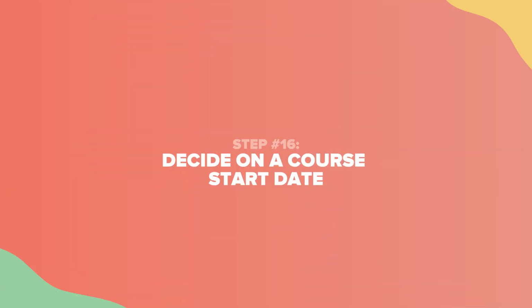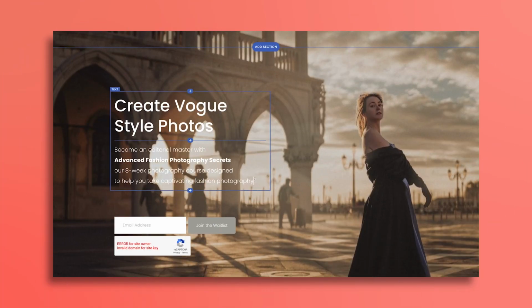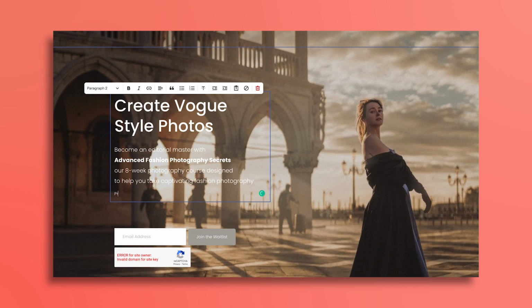Step 16, decide on a course start date. Now it's time to decide on an official start date for your course. Pick a date that is at least 30 days in the future because you want to give yourself plenty of time to prepare. Once you have a course start date, be sure to write down the start date on your course pages and update any pages in Teachable.